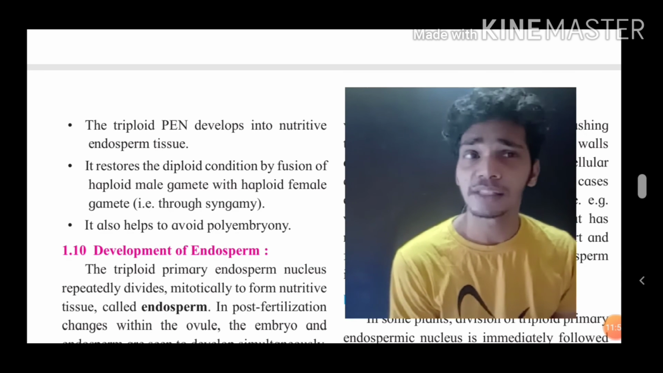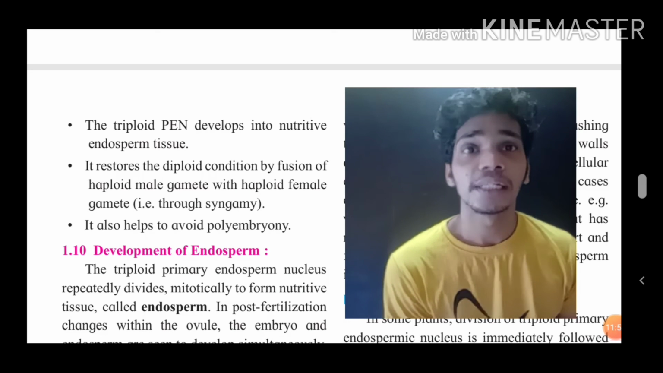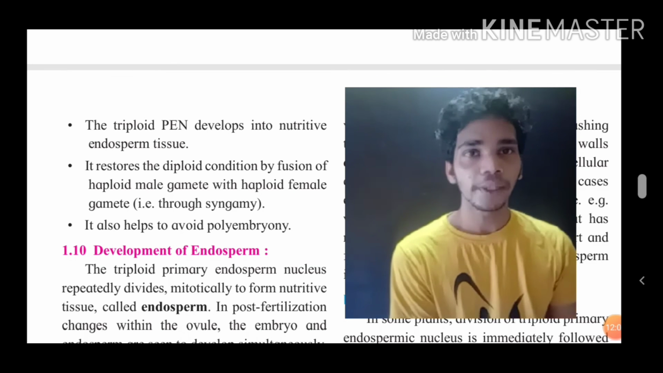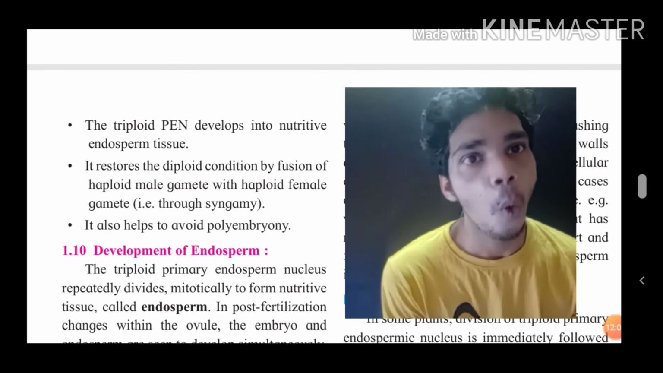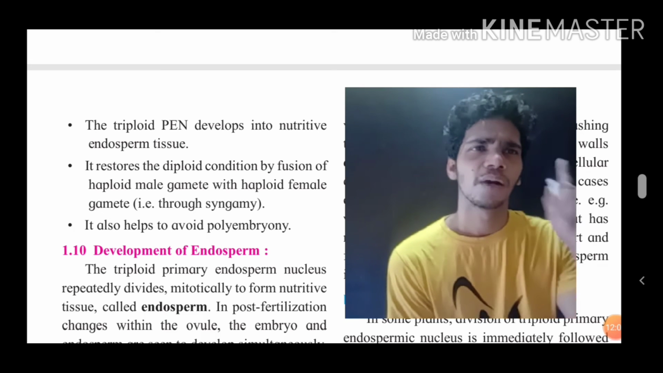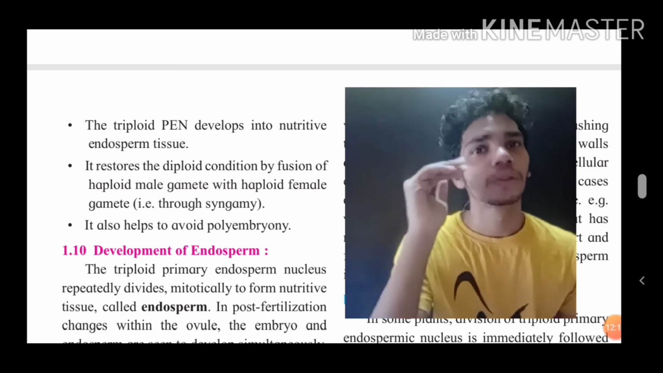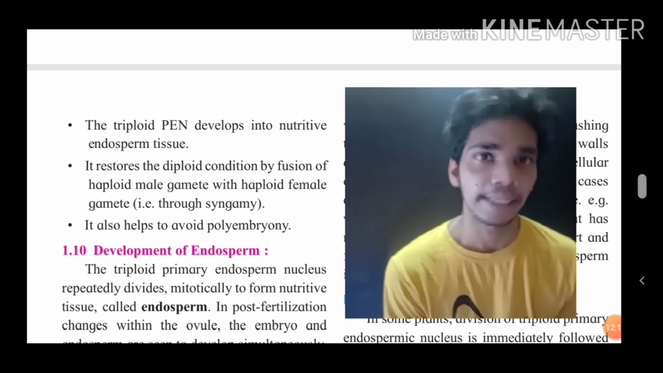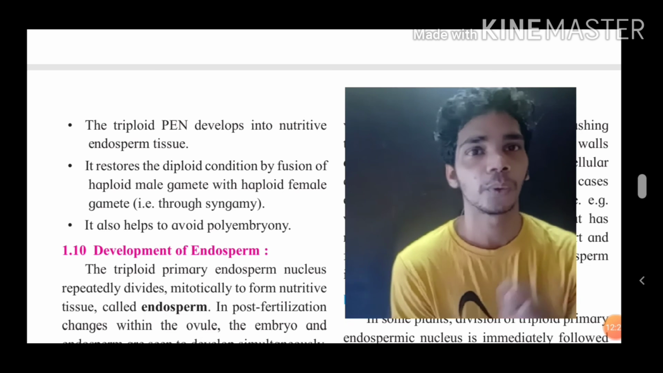So double fertilization ensures, and this is a very important point, the diploidy through the syngamy. And the last point: it also helps to avoid polyembryony. What is polyembryony? Only one egg cell, only one male gamete, only one seed will be there. So it ensures that there will be no formation of polyembryos. So these are the important characteristics of double fertilization we have to understand.